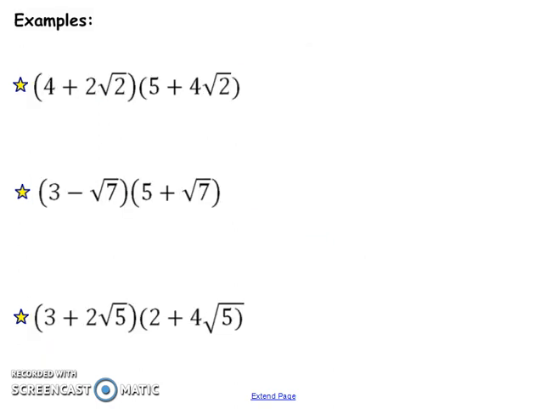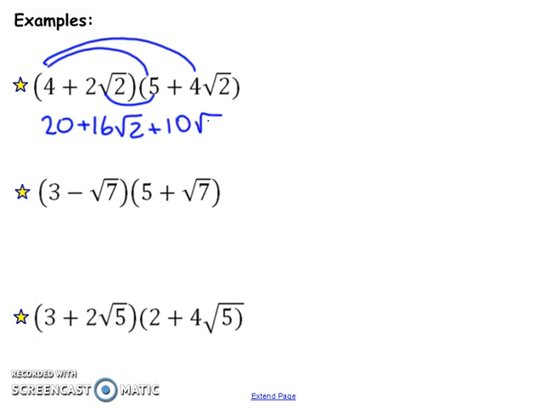When you're multiplying, you're going to FOIL like you normally would. So for foiling this, 4 times 5 is going to give us 20. 4 times 4 radical 2. You're just multiplying the coefficients. So 4 times 4 is 16. Keep the radical 2. 2 radical 2 times 5. So the coefficients, 2 and 5, get multiplied. You get 10 radical 2.